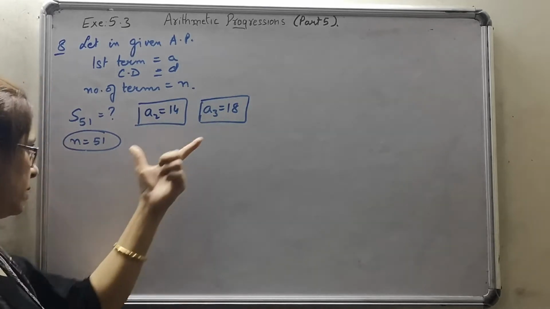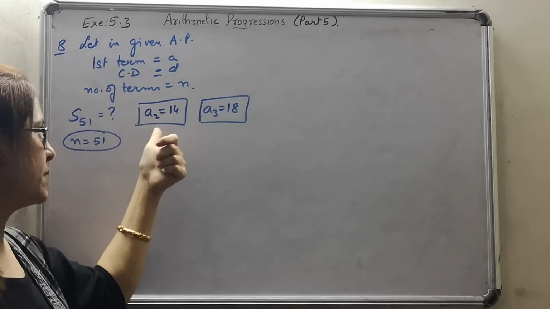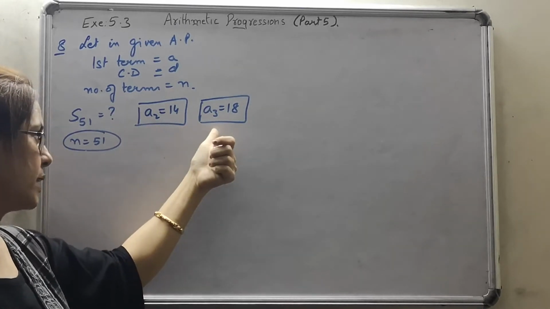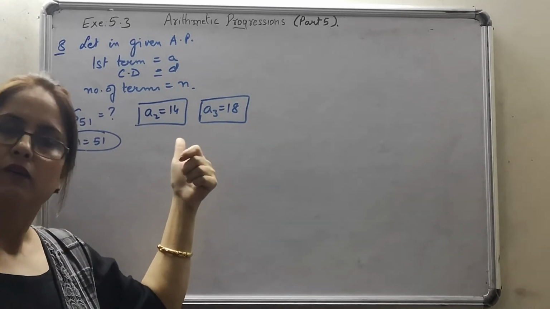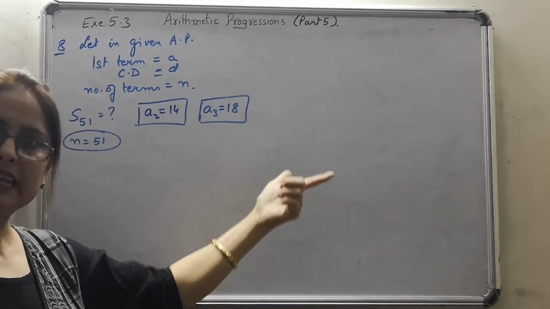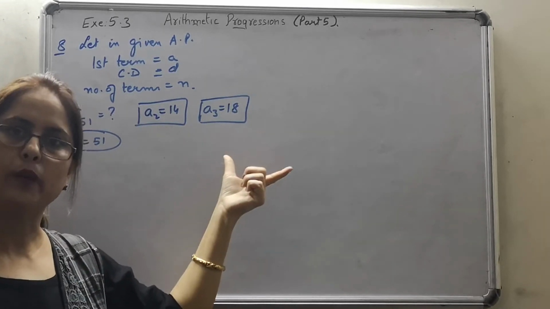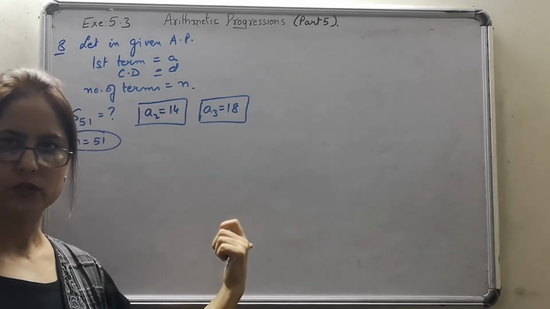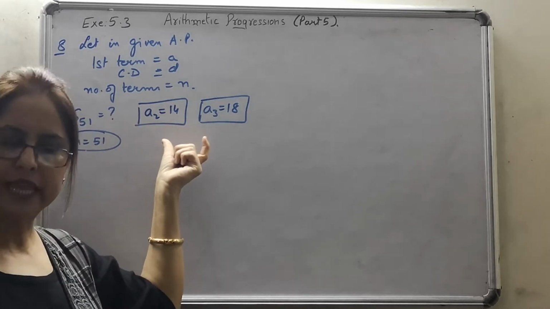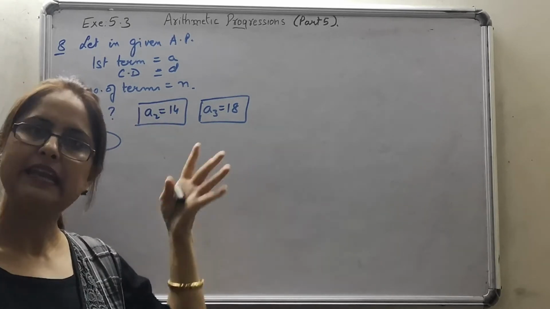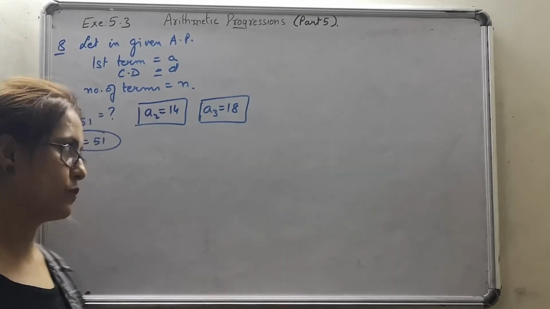I have two opportunities with me. I can use the formula: a plus d is equal to 14, and a plus 2d is equal to 18. I can work on the linear equations and find the values of a and d respectively. The second thing that comes to mind is that these are two consecutive terms and d can be evaluated by a3 minus a2. Once we evaluate d, we can put the value in one of these and take out the value of a. Once a and d are with us and n is 51, it won't be a tough job to calculate S51.